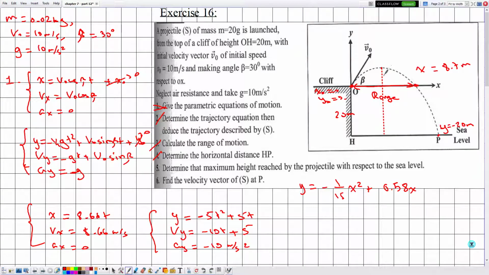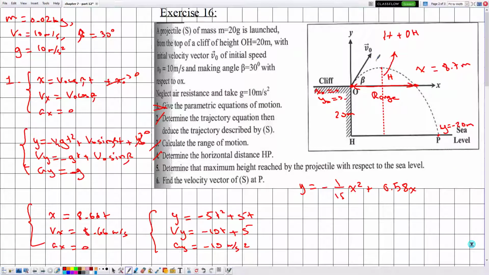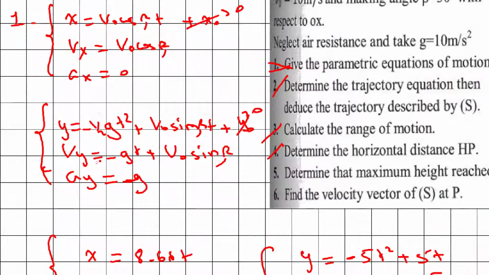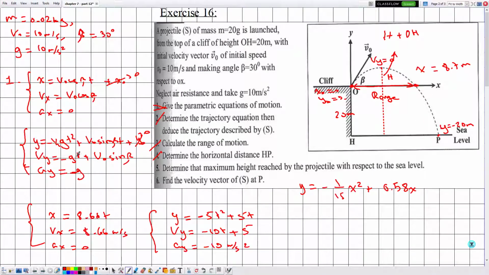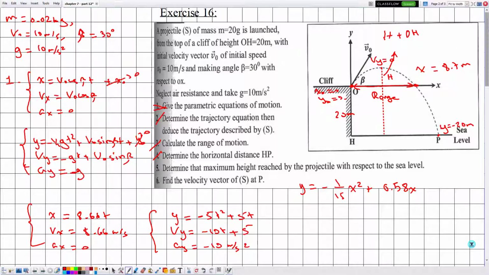So this height here is equal to the maximum height, which is h plus OH. First we need to determine this maximum height. This maximum height is dictated by the equation Vy is equal to 0. After we solve for Vy equal to 0, we determine the value of t. After we determine the value of t, we plug it in this equation in order to determine the value of y. Okay?